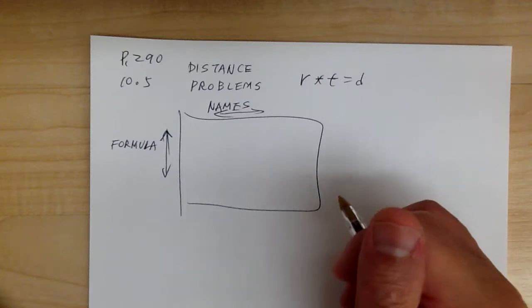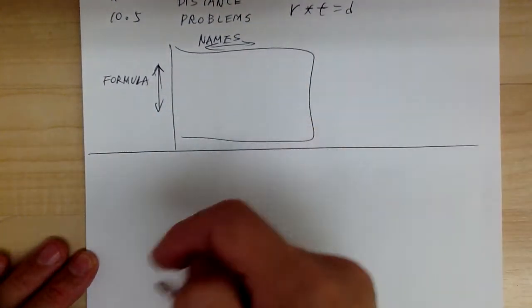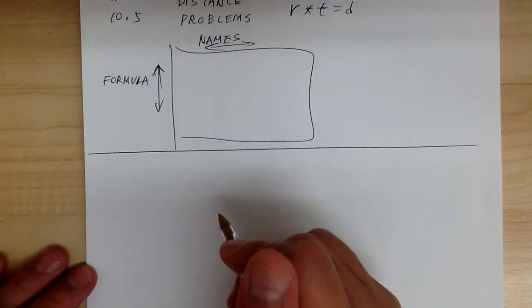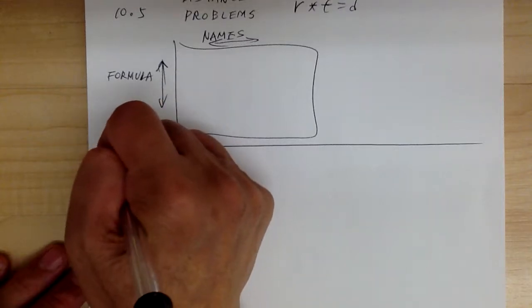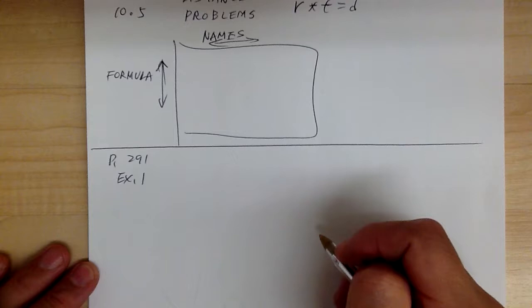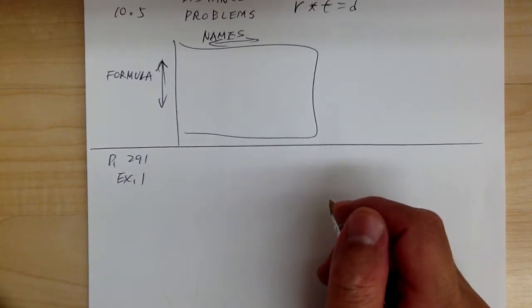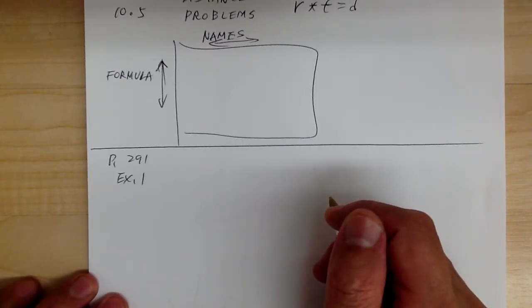Okay, so let's go over example 1. Sometimes you have to read the story a couple of times to get a good understanding of it. So let's go to example 1 on page 291. It says, Mr. Maxwell takes 2 hours to drive to the airport in the morning, but he takes 3 hours to return home over the same route.